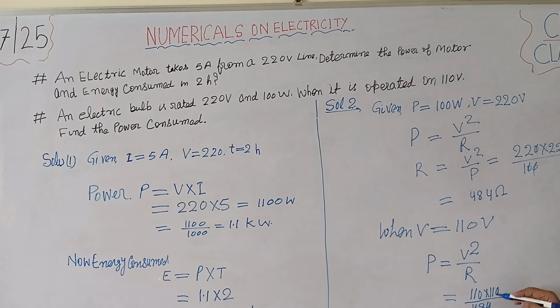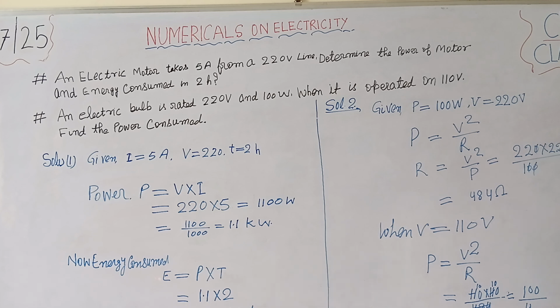So now we can say 11 into 11 is 121, and 11 into 4 is 44, again 44, so this becomes 100 upon 4. This is 100 upon 10 into 10, is 100 upon 4. Now once we cut it, we get 25 watt.